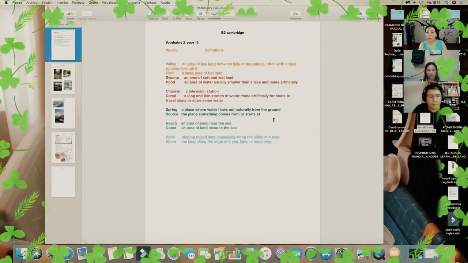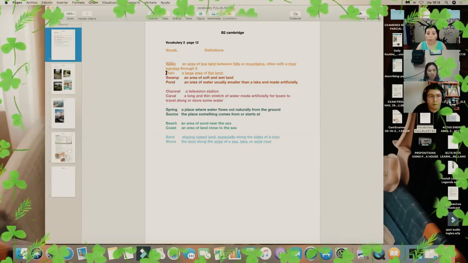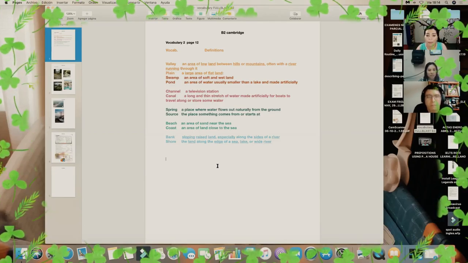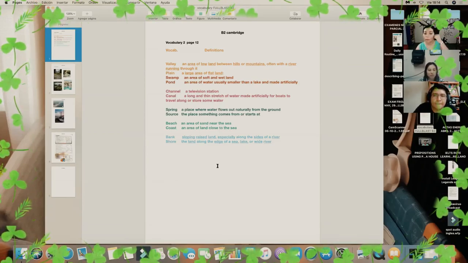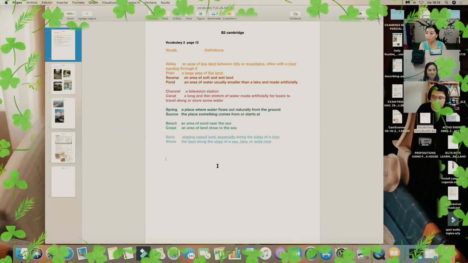So we have these words. Can you tell me, the orange ones, Ambar, how would you pronounce these words? Valley, and plain. Okay. Can you read the definitions of both? Valley, an area of lowland between hills or mountains, often with a river running through it. Plain, a large area of flat land. Yes, so everything is understandable? I mean, you understood everything that it says here, or you have a question?